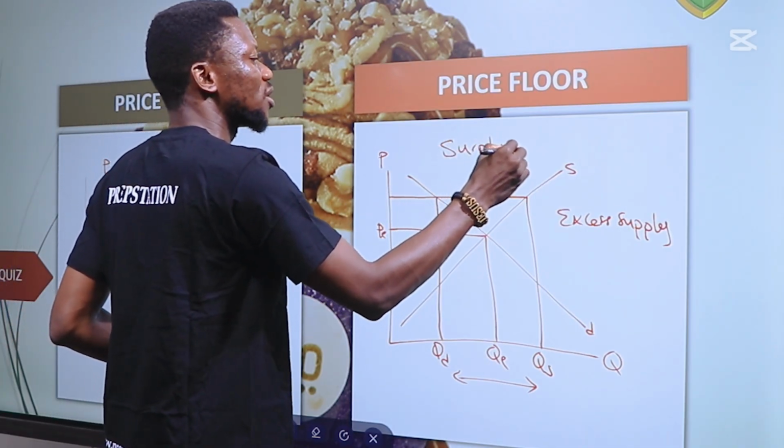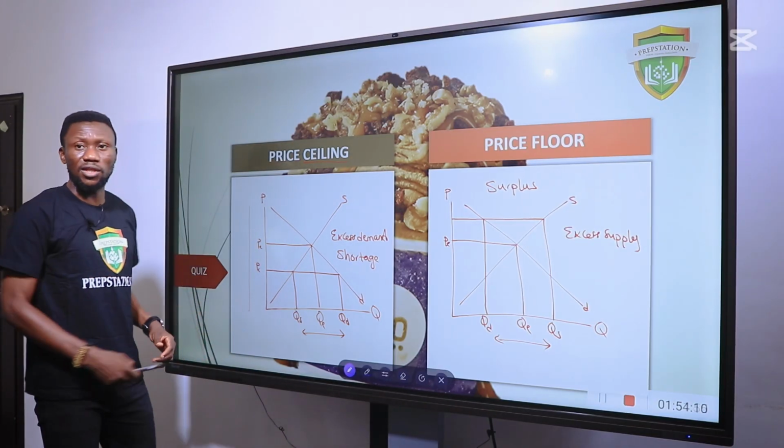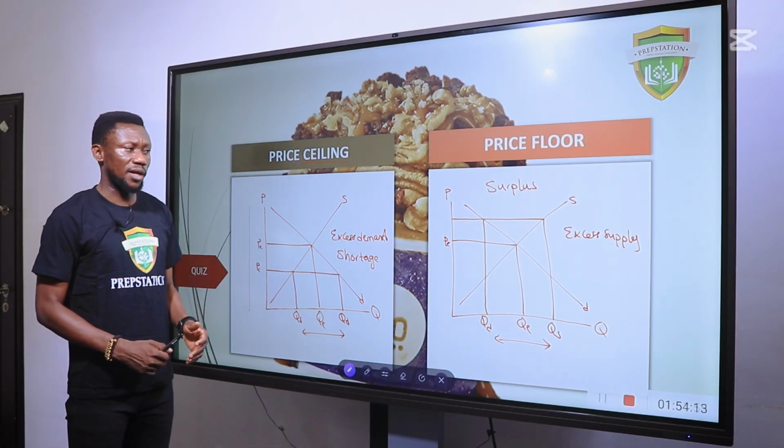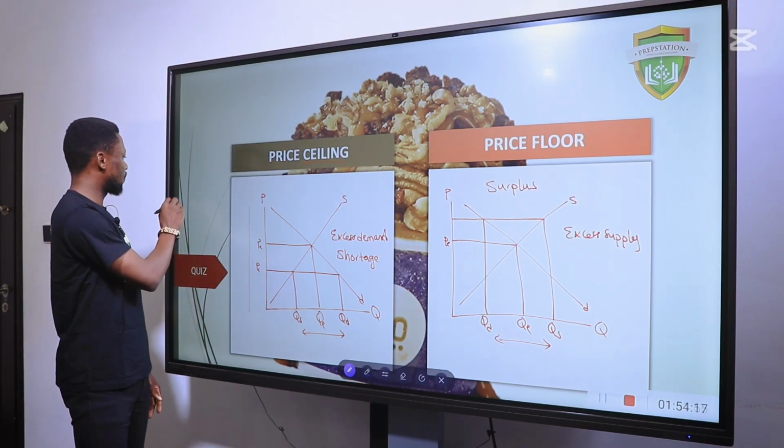And with excess supply, this will not be a shortage now, this will be a surplus. So when things are in surplus in society, we have excess supply. And when things are not enough in society, we have excess demand. That's a shortage. Very good. So let us see some questions about this now.